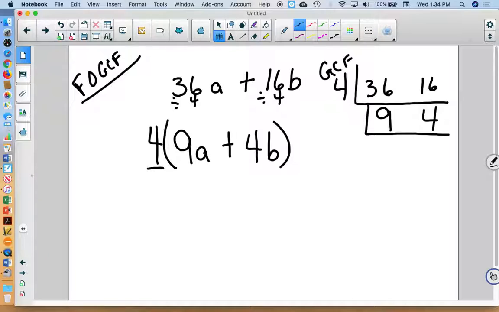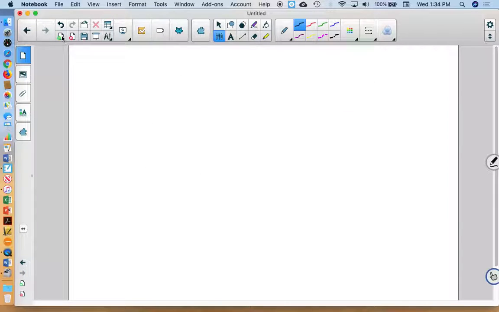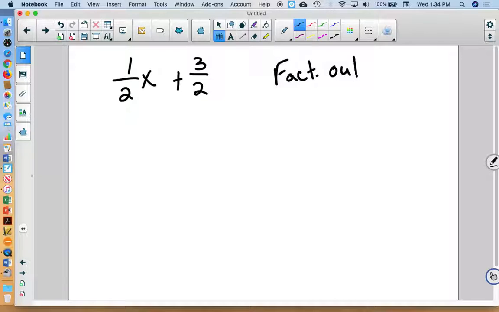Another thing that you're going to be asked to do today is to factor out a fraction. Okay? So in order to factor out a fraction, it really doesn't change anything. But if I want you to, I have this expression, 1/2 x plus 3/2, and I want you to factor out 1/2. So what you say is 1/2 divided by 1/2.